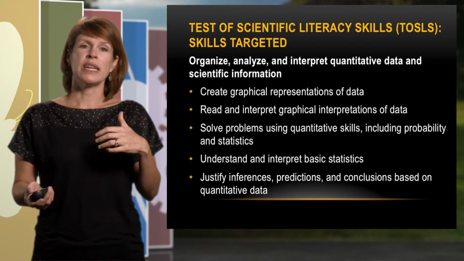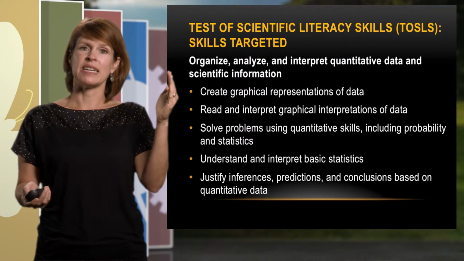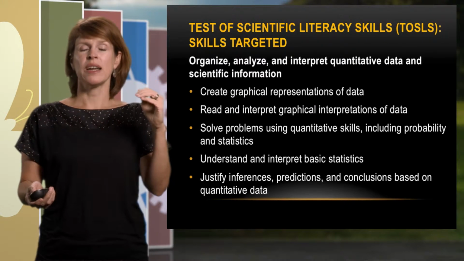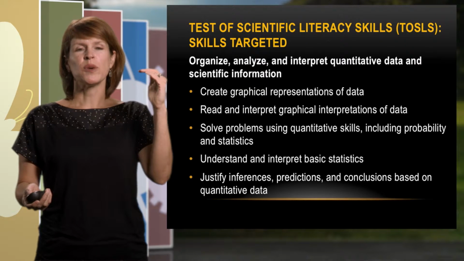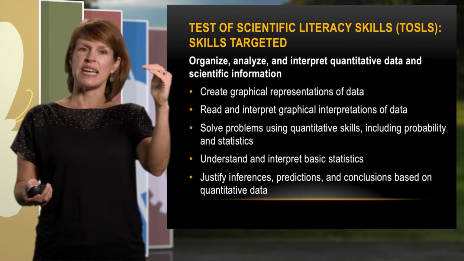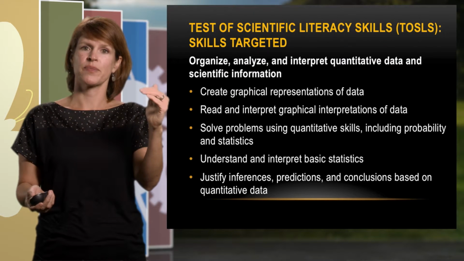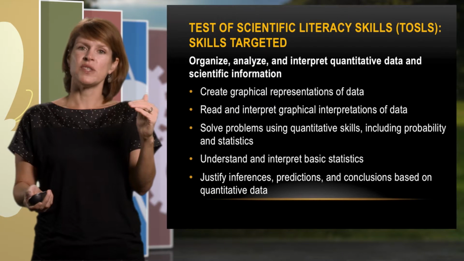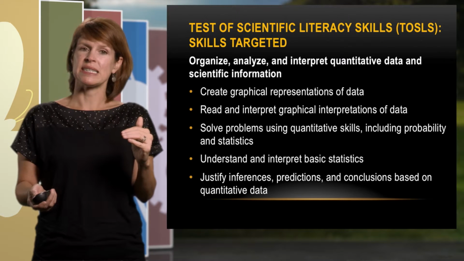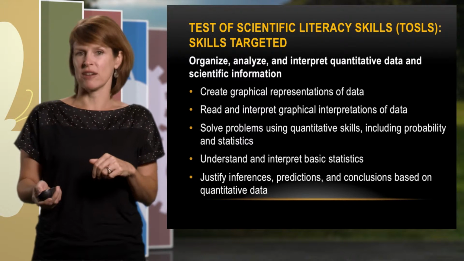The other category has to do with organization, analysis, and interpretation of quantitative data and scientific information. The skills that are evaluated in this category have to do with students' ability to create graphical representations of data, their ability to read and interpret graphical representations of data, their ability to solve problems using quantitative skills, their ability to understand and interpret basic statistics, and their ability to justify inferences, predictions, and conclusions based on quantitative data.